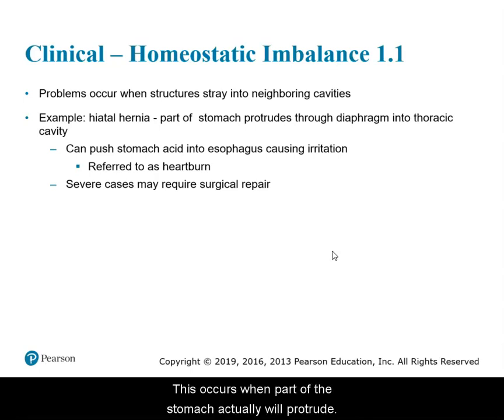This occurs when part of the stomach will protrude through the diaphragm, that diaphragm being a muscle separating the thoracic and abdominal cavity. And it protrudes through the diaphragm into the thoracic cavity. Now, what can happen? This can push stomach acid back into the esophagus, causing irritation. This is commonly referred to as heartburn, also known as GERD, or gastroesophageal reflux disease.